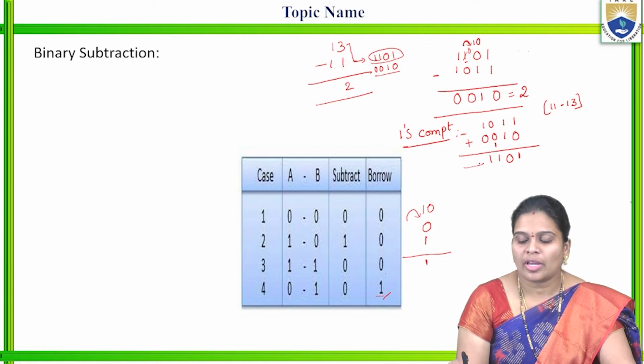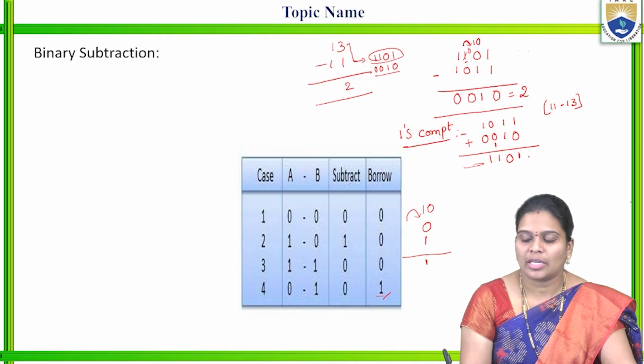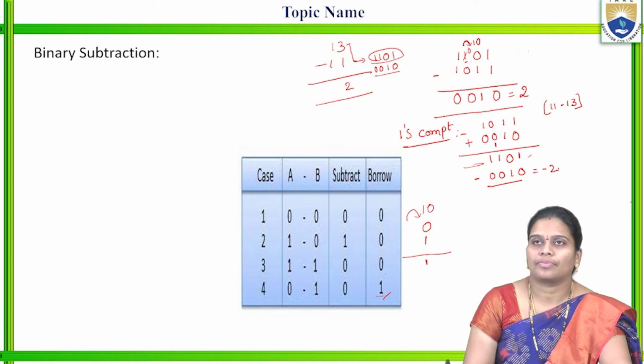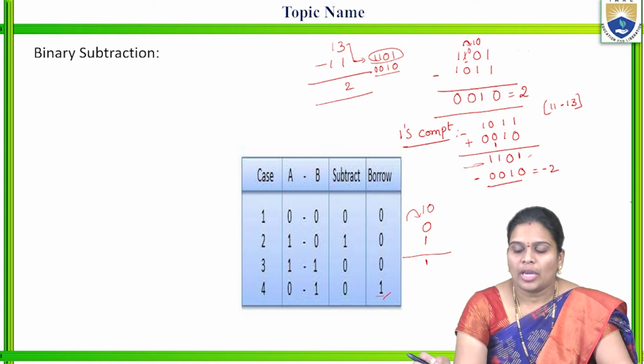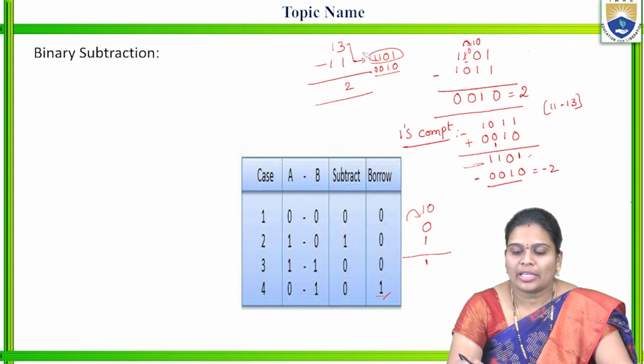Okay. So here we are not having any carry. So again we apply the 1's complement of this resultant value. So the sign is negative. Apply the 1's complement, 0, 0, 1, 0. So here we are getting minus 2. Minus 2. Okay. But here we are taking the decimal value 13 minus 11.